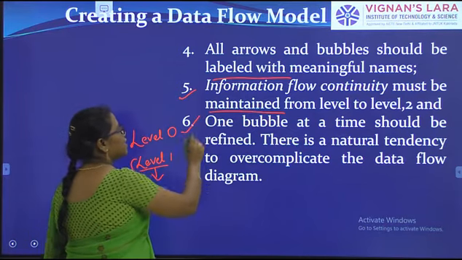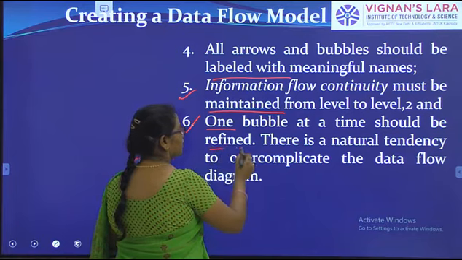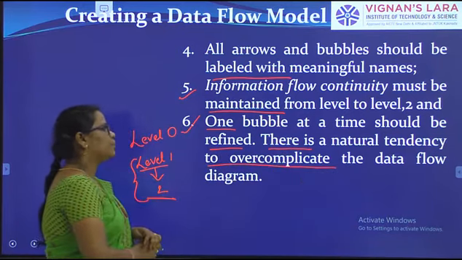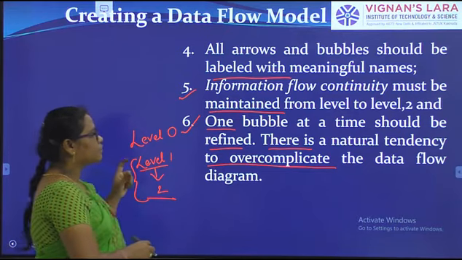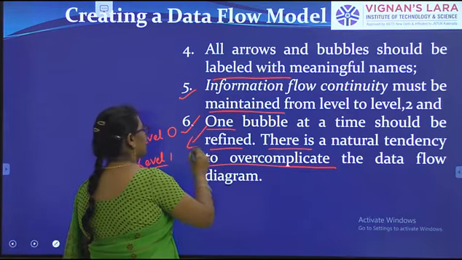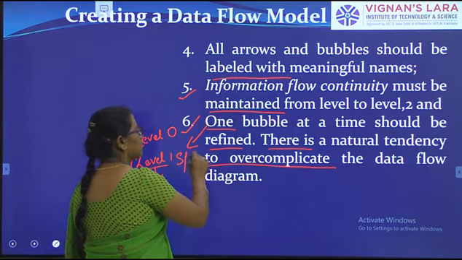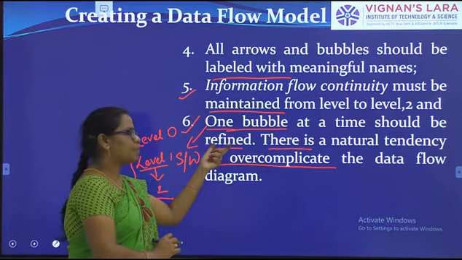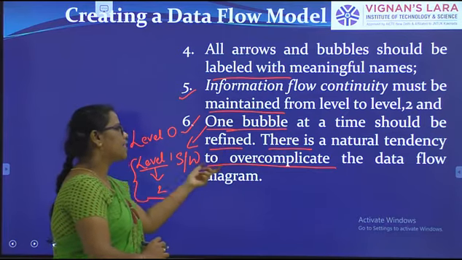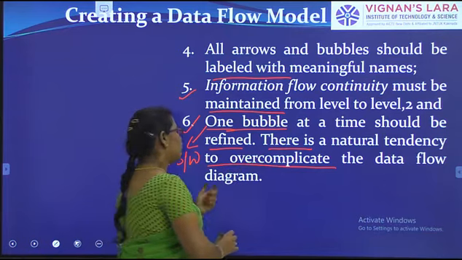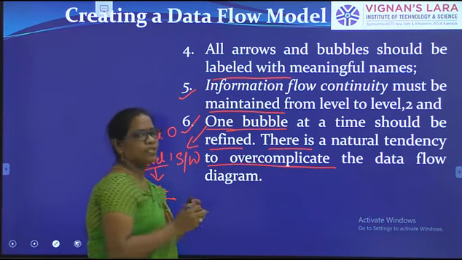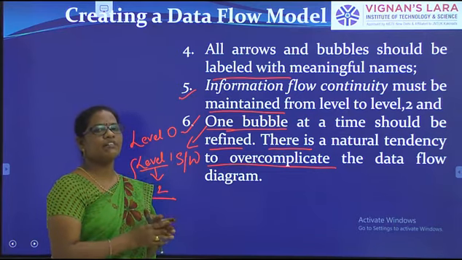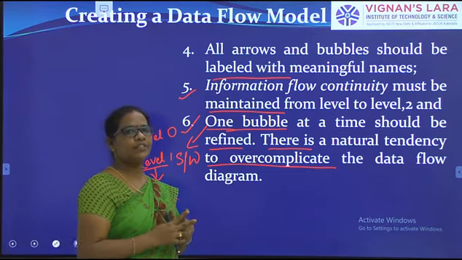And next, the sixth point is that one bubble at a time should be refined. There is a natural tendency to overcomplicate the data flow diagram. So we have one bubble, and one bubble is nothing but a software. Whatever the software is, that is one bubble, and it should be refined. If you take more bubbles, that means more and more implementation of software within a single data flow diagram, and it will make it complicated to develop the diagram.